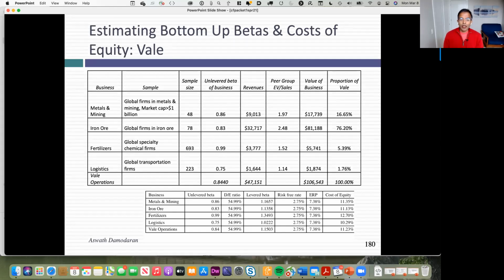Any questions on the Vale beta? So same process: break businesses down, get the unlevered betas by business, estimate the value of each business, take a weighted average, and then bring it all to fruition by bringing in the debt to equity ratios to come up with the cost of equity for each business.